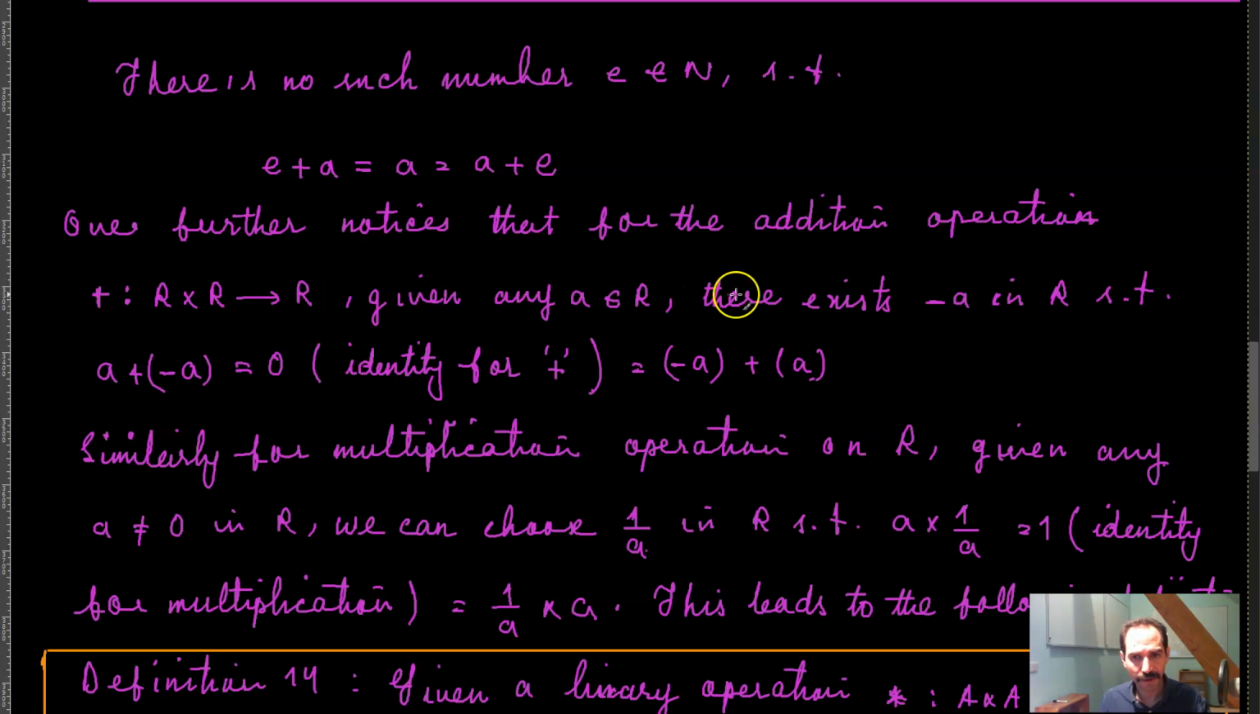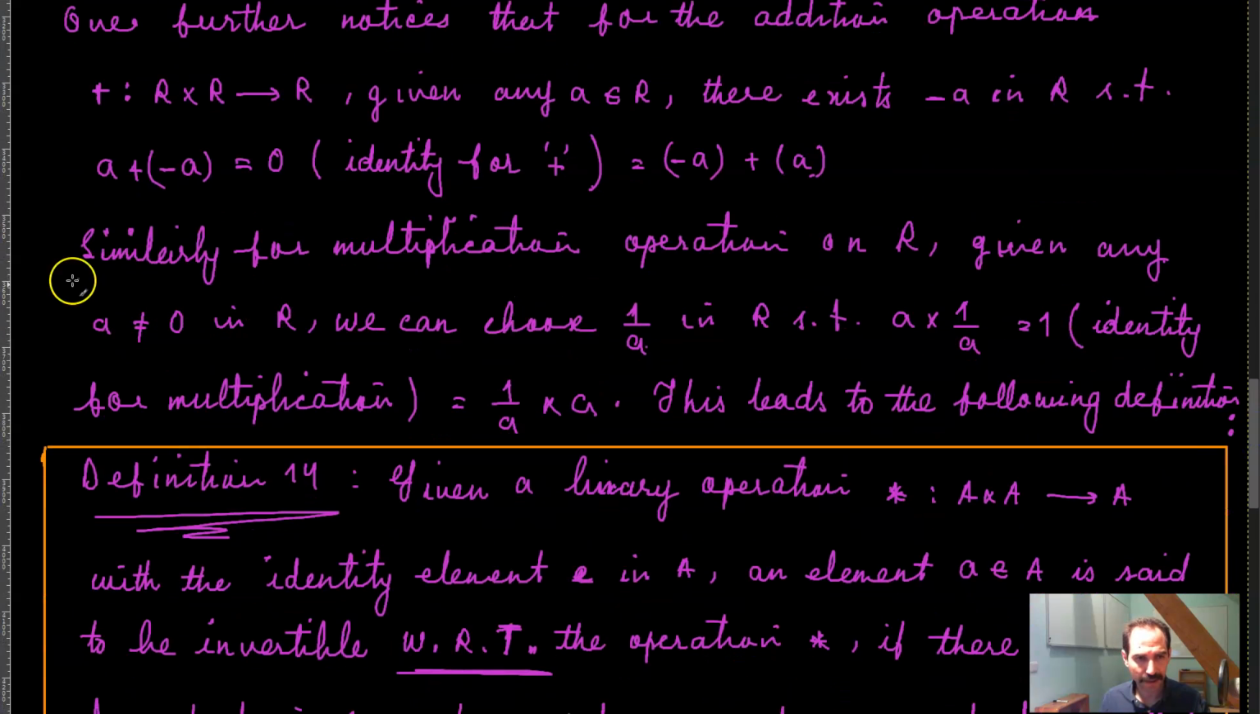given any A belonging to R, there exists negative A in R such that A plus negative A is equal to 0, and negative A plus A is again equal to 0. Similarly, for the multiplication operation on R, given any A not equal to 0 in R, we can find 1 divided by A in R such that A times 1 divided by A is equal to 1, which is the identity for multiplication. This leads to the following definition.